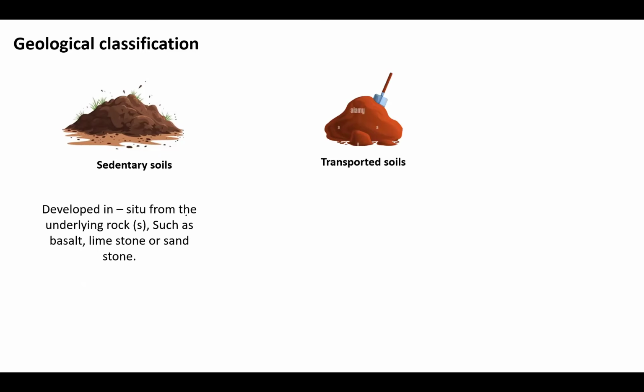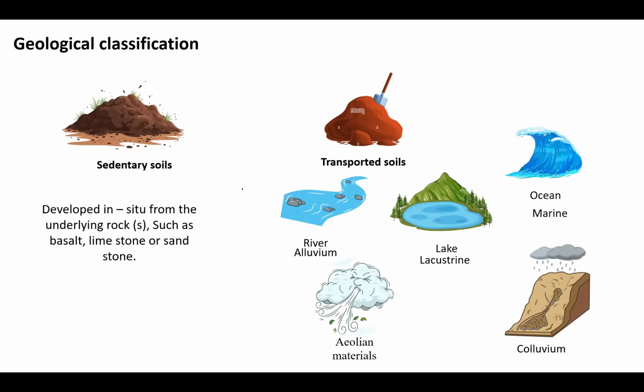We have already discussed transported soils and sedentary soils in detail in the parent material lecture. Please go through those links in the description. Transported soils are the deposits brought by rivers, lakes, and oceans. Of course, colluvium deposits are based on gravity, and aeolian materials are brought by the wind. This is a sort of geological classification. Even though it looks very scientific and good, it is still not that systematic for the soil science community.